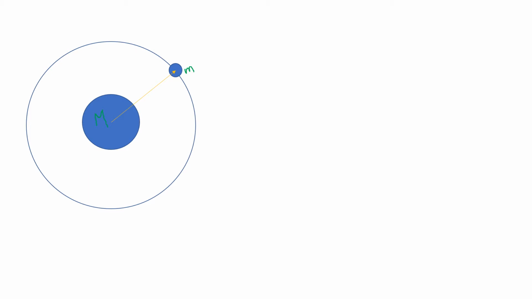The big body is going to exert a gravitational force like this on the small body, and the small body has a velocity v. The velocity is continuously changing because it's going around a circle, so it's changing direction continuously. And there is a separation r between these two masses.